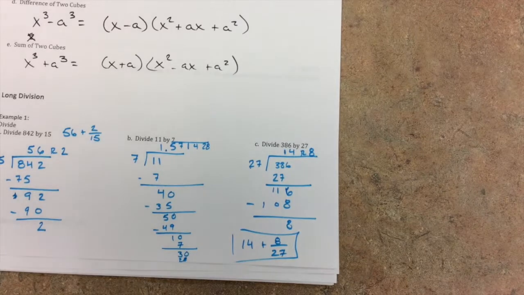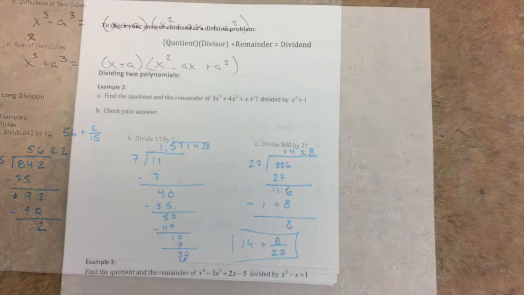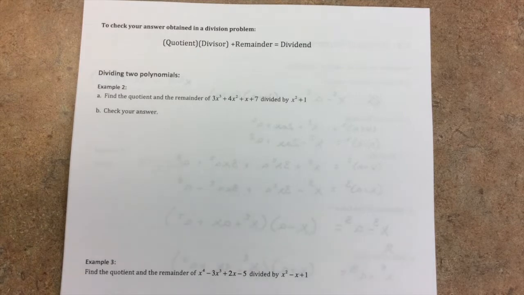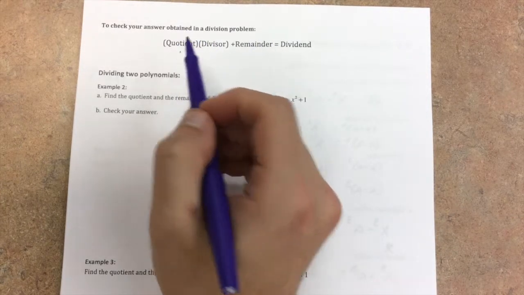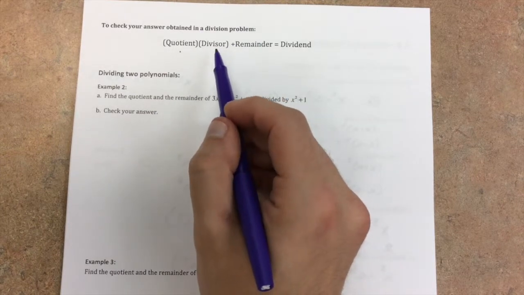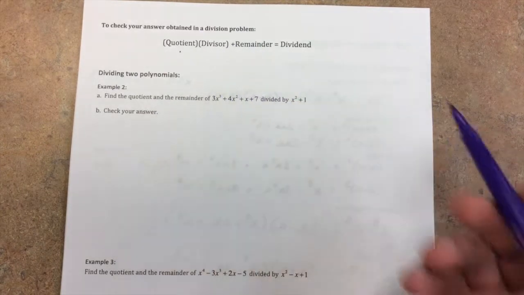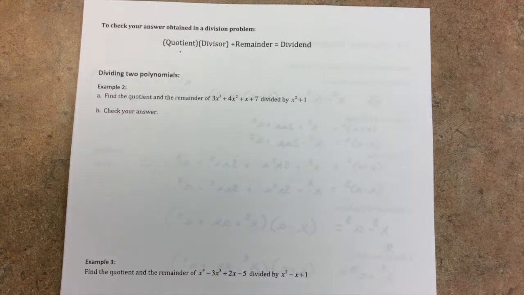So if that helps you remember how we do long division with numbers, we're going to do the exact same thing with polynomials. As a reminder, to check your answer, we take the quotient, which is our answer, times the divisor, plus the remainder, gives us our original number. So we're going to do this process of long division with polynomials.